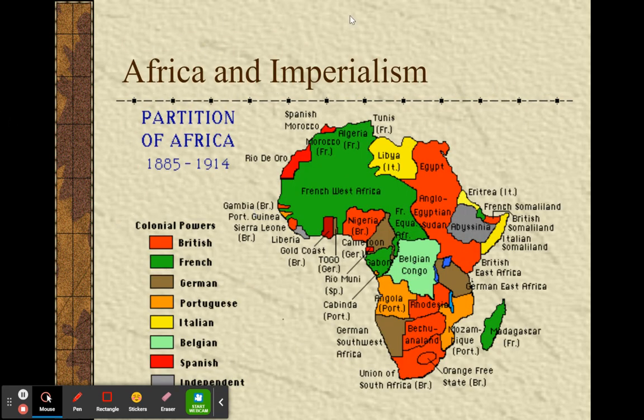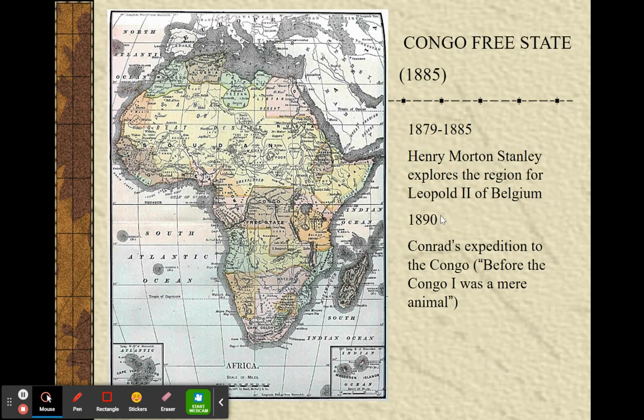This is Africa and imperialism. Everywhere in red was British controlled, French, German, Belgian right here. So this is where we're focused on right here, the Belgian Congo. But know that other European countries did the same thing. And we have one little independent nation right here. The Congo Free State, 1885. So it ran from 1879 to 1885. Stanley explores the region for Leopold.